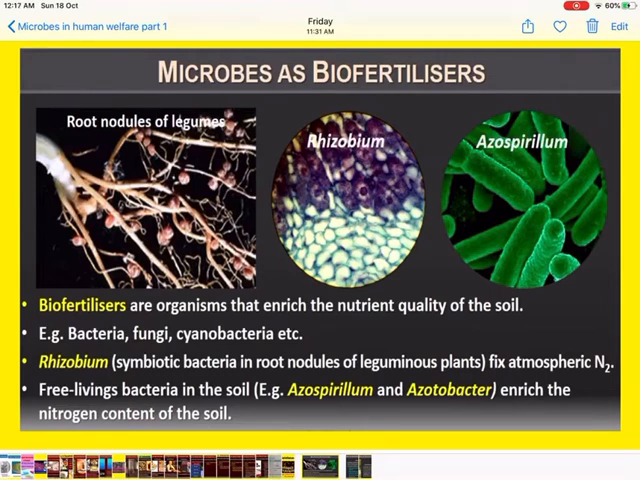This is the symbiotic bacteria, but there are some free living bacteria also in the soil which help in increasing the nitrogen content of the soil, जो नाइट्रोजन कंटेंट को बढ़ाता रहता है सॉइल के. एग्जाम्पल है Azospirillum and Azotobacter. These are free living bacteria.